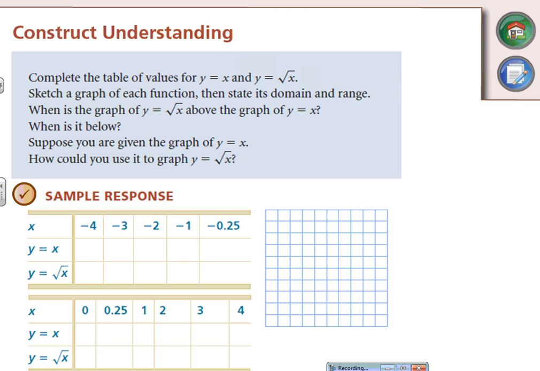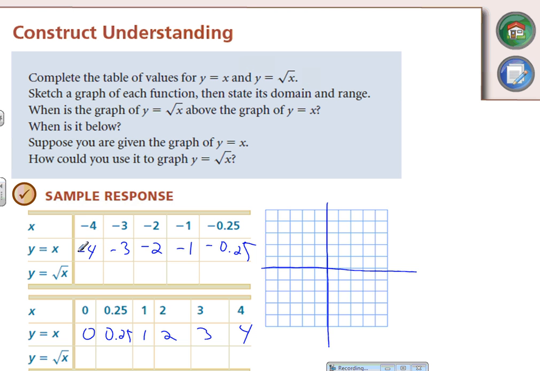Let's take it to the radical part now. So working it through here, let's create a table of values for x and root x. So y equals x. If x is negative 4, y is negative 4, negative 3, negative 2, negative 1, negative 0.25, 0, 0.25, 1, 2, 3, 4. They're the same all the way through in all those. If we graph that, it would look like this. So there's y equals x.